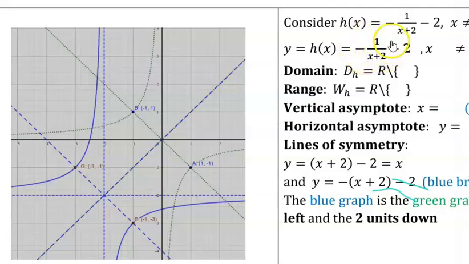If I now have this new function, minus 1 over x plus 2, minus 2, then it means that we've shifted. My p value is equal to minus 2, and my q is also minus 2. That means I will take my value, move 2 to the left and then 2 down.